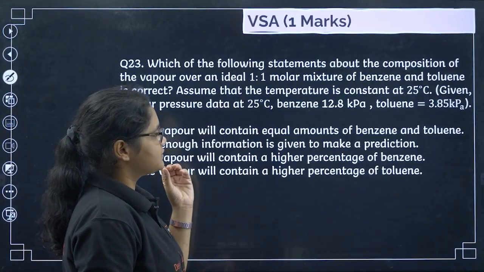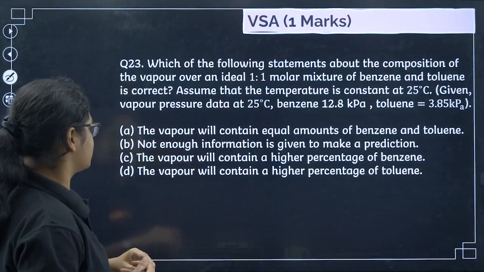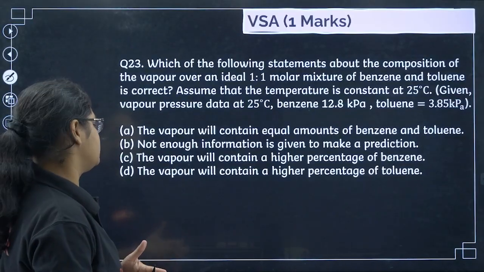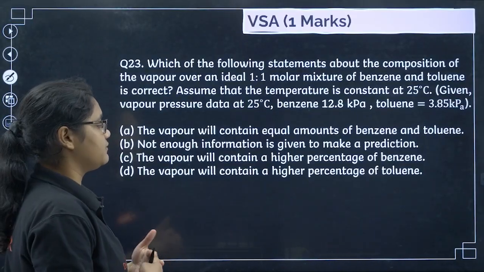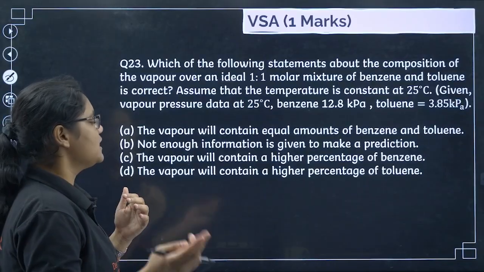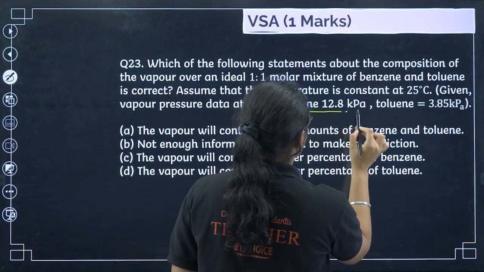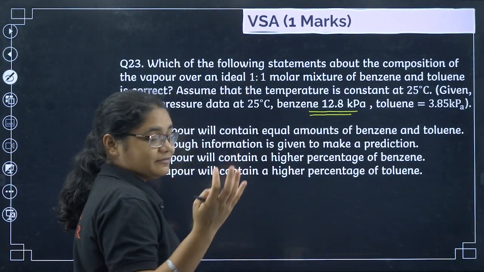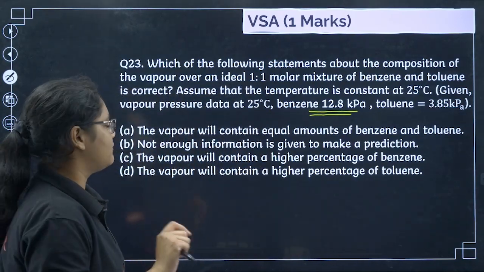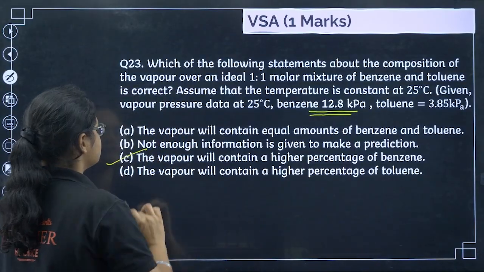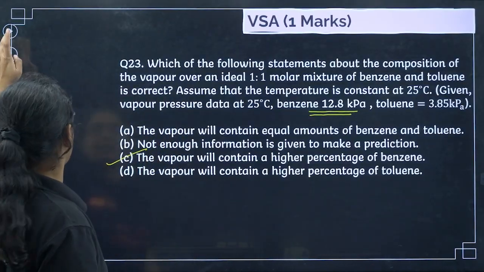Assuming that the temperature is constant at 25 degrees Celsius, okay? The vapor will contain equal amounts of benzene and toluene. Not enough information. The vapor will contain a higher percentage of benzene, higher percentage of toluene. So if you see that the vapor pressure of benzene is higher, right? So it will evaporate more. So that is why the vapor will contain a higher percentage of benzene, which is option number C, the correct answer.